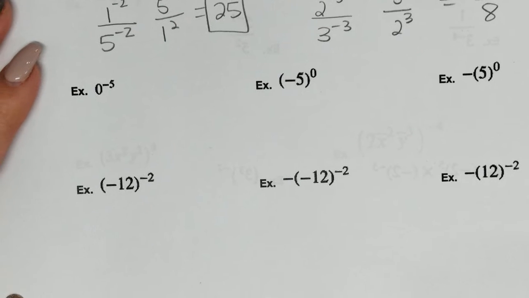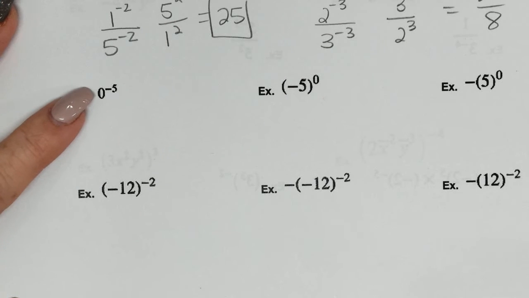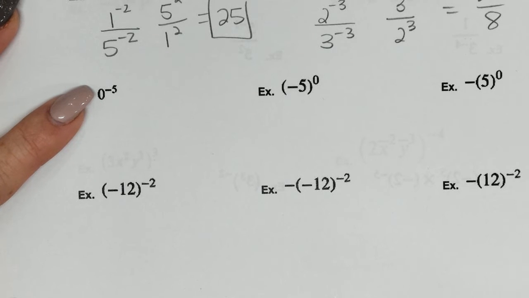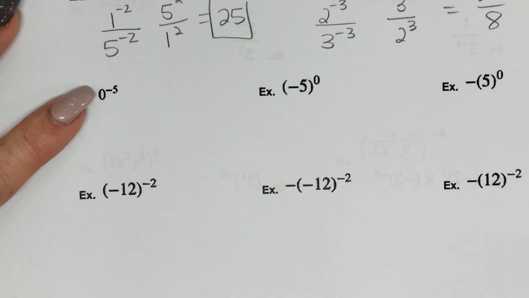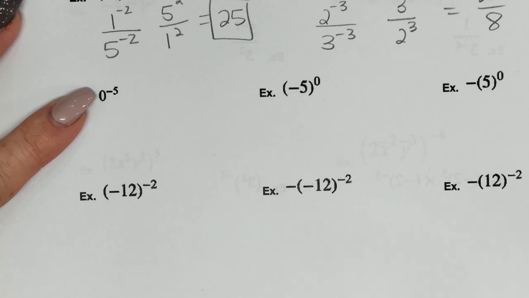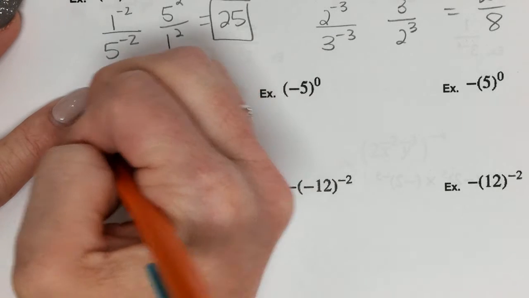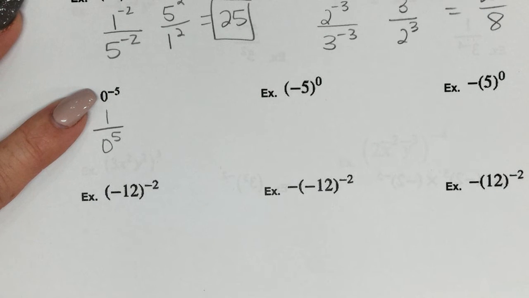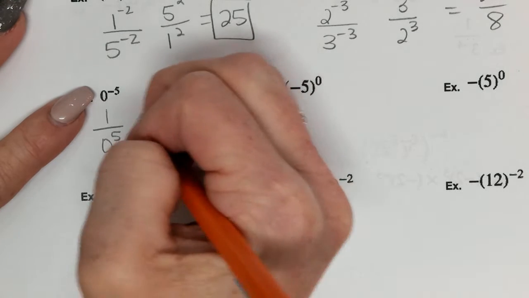All right, moving on. 0 to the negative fifth. Can you have a negative exponent? No, it has to go to the bottom of a fraction, yes? So I have 1 over 0 to the fifth. What's 0 times 0 times 0 times 0 times 0? 0. So I have 1 over 0.